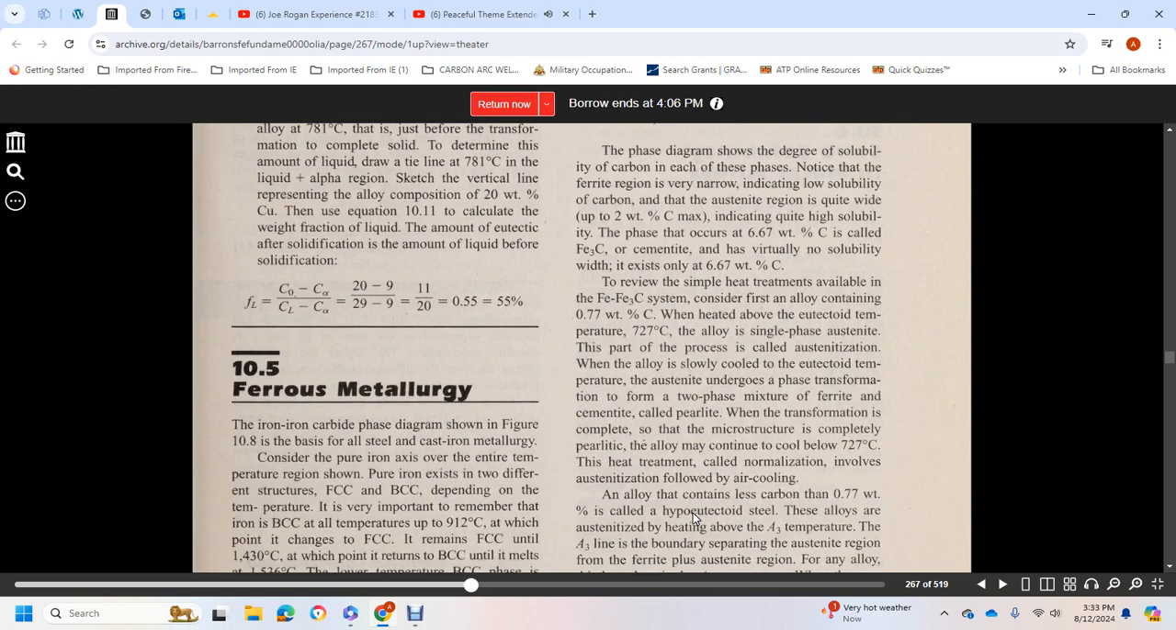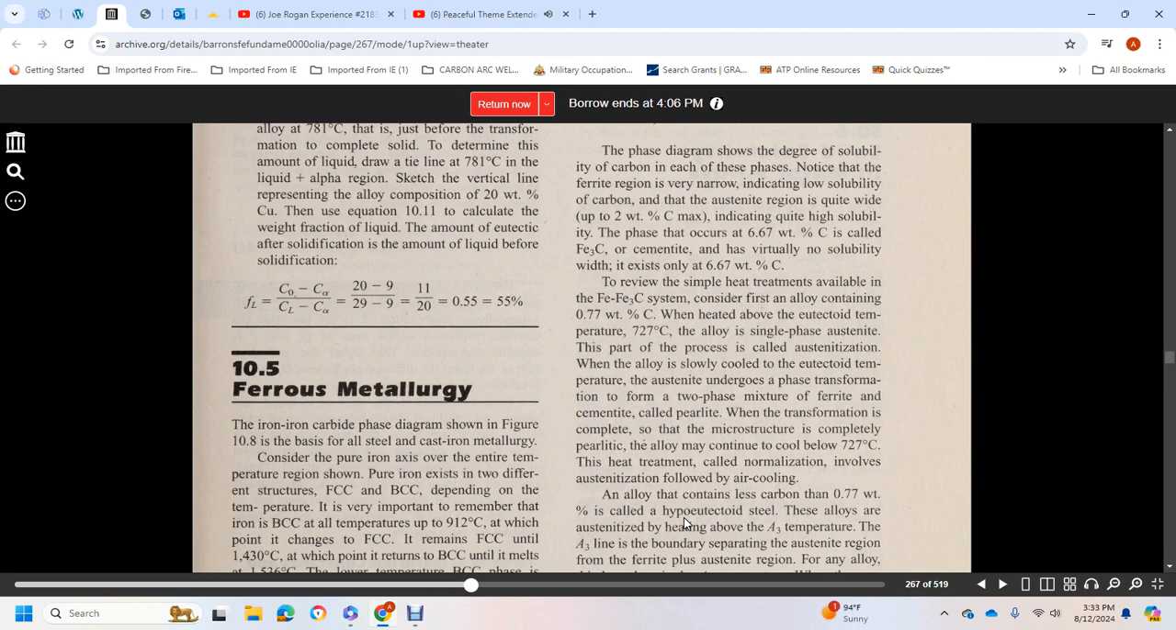A few simple heat treatments are available with the iron-carbon system. Consider first an alloy containing 0.77 weight percent carbon. Heating above the eutectoid temperature of 727 degrees Celsius allows formation of austenite, a process called austenitization. When the alloy is slowly cooled through the eutectoid temperature, the austenite undergoes a phase transformation to a two-phase mixture of ferrite and cementite called pearlite.